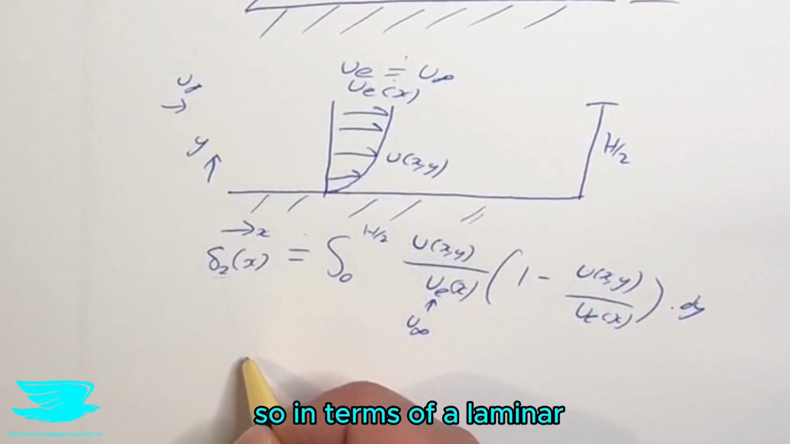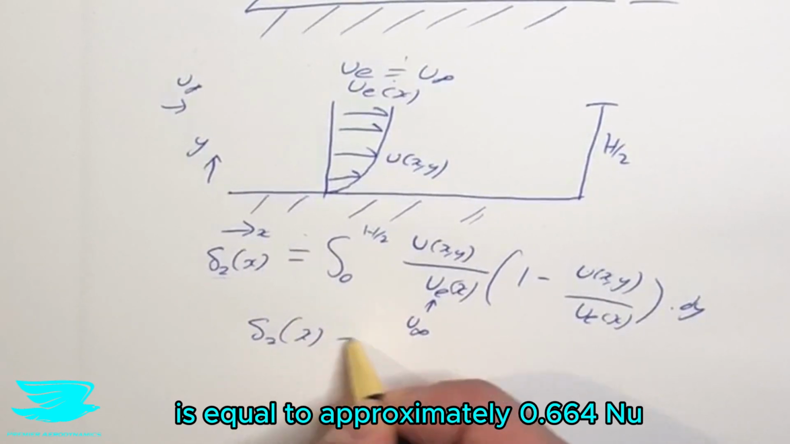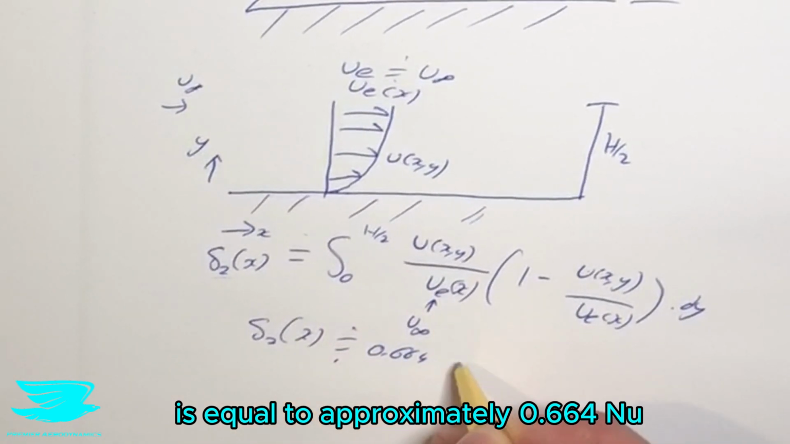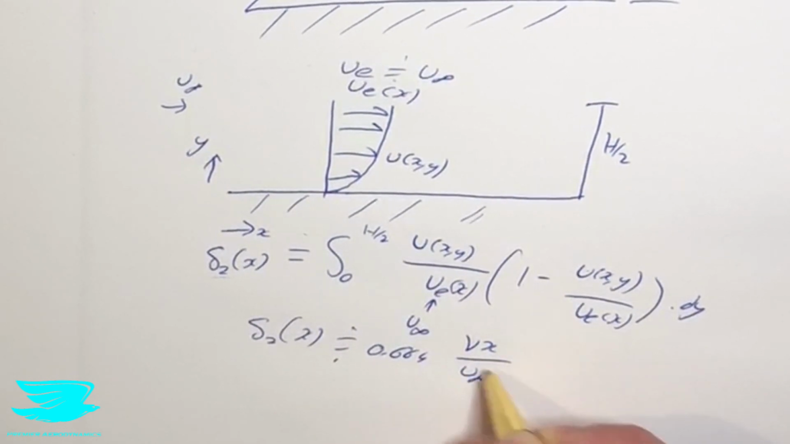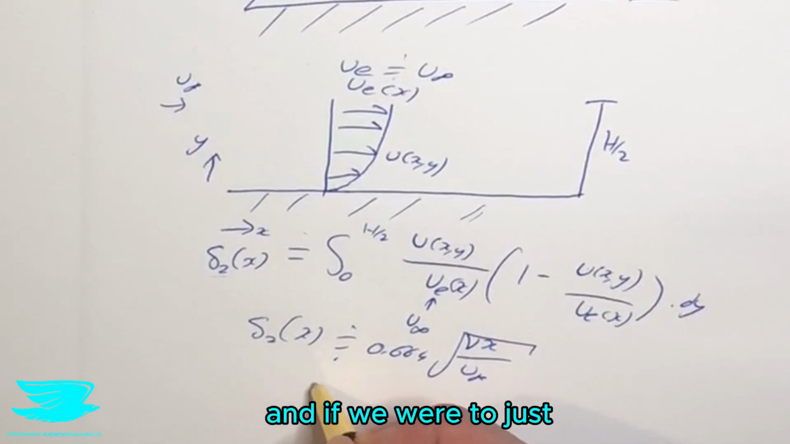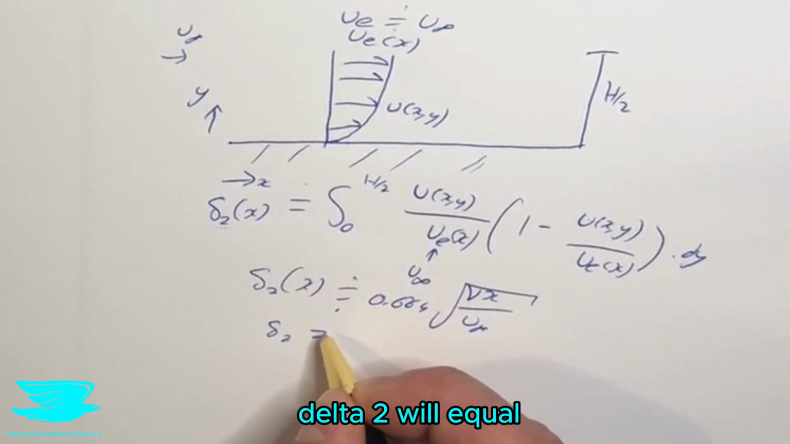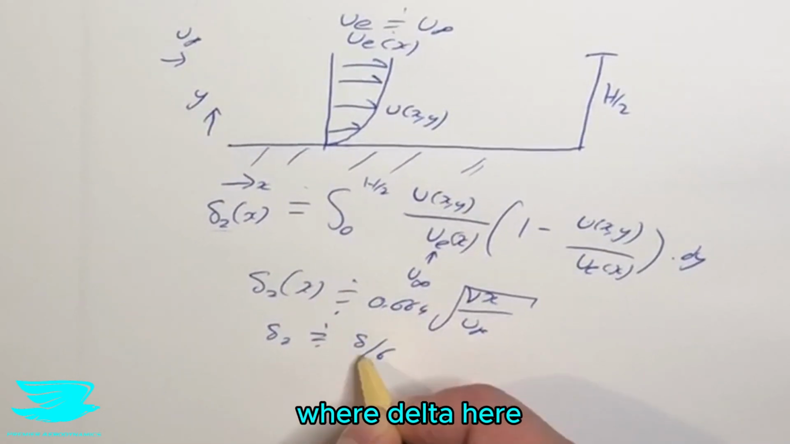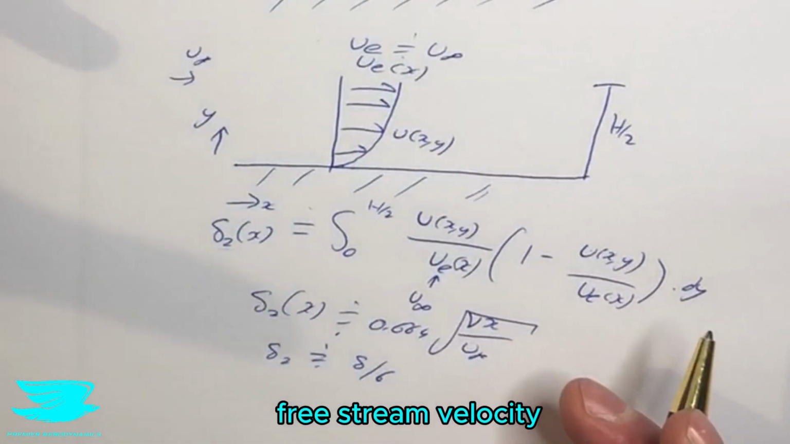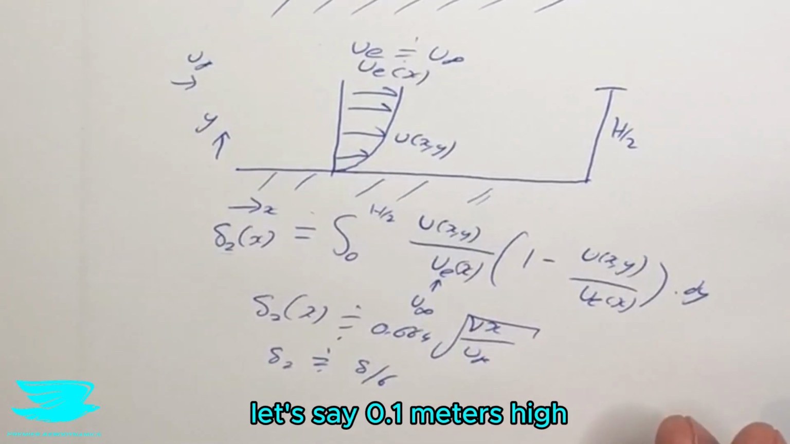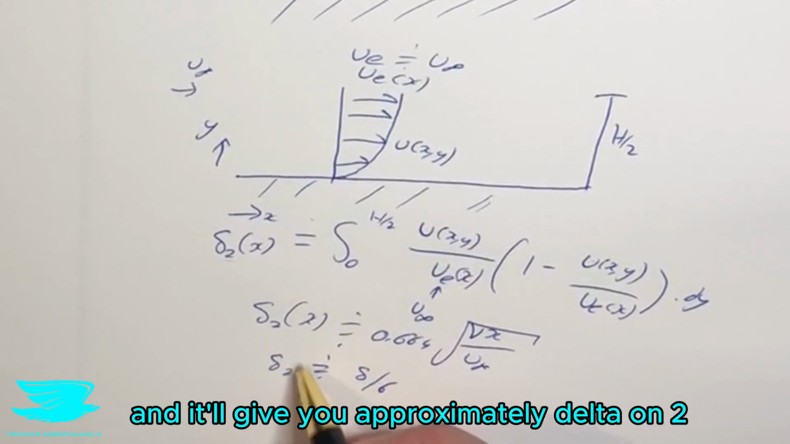So in terms of a laminar Blasius boundary layer, the momentum thickness is equal to approximately 0.664 times the square root of nu x on u infinity, where nu is the viscosity. And if we were to just take all the boundary layers in general and average them, generally speaking, delta 2 will equal about delta on 6, where delta here is the boundary layer thickness based on the 99% free stream velocity. So if that boundary layer is, let's say, 0.1 meters high, so 10 centimeters or 100 millimeters, then that's divided by 6, and that'll give you approximately delta 2.